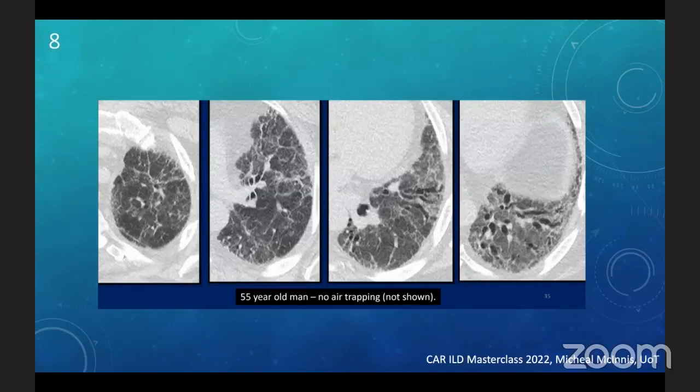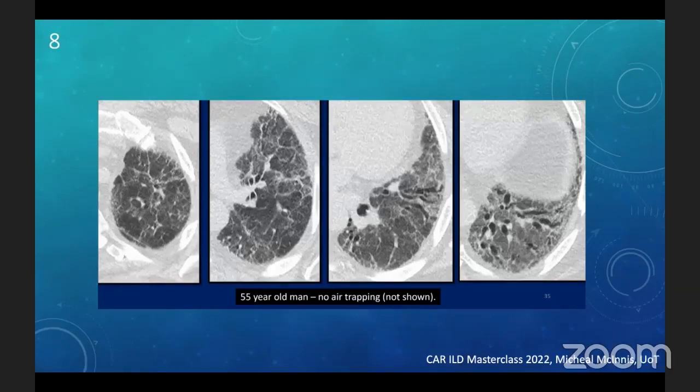We see that the disease is predominantly affecting the lower lobes. However, it's still affecting the upper lobe. The disease is not only peripheral in distribution, but has central extension of the ground glass opacities. No air trapping on expiratory imaging, and that should help us to say, no air trapping. This is unlikely to represent hypersensitivity pneumonitis then.